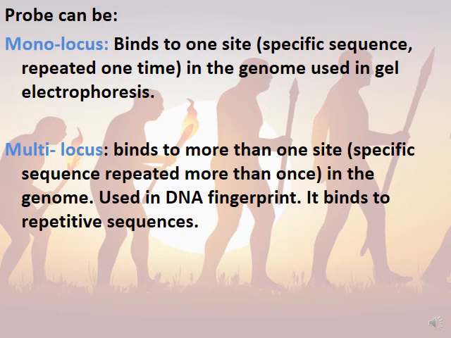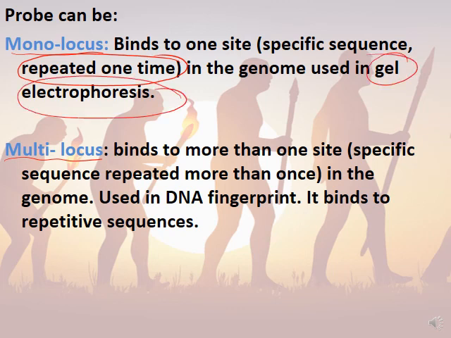A probe can be of 2 different types, either monolocus or multilocus. A monolocus probe binds to one and only one specific site. This specific sequence is repeated only one time, and it is used in gel electrophoresis.